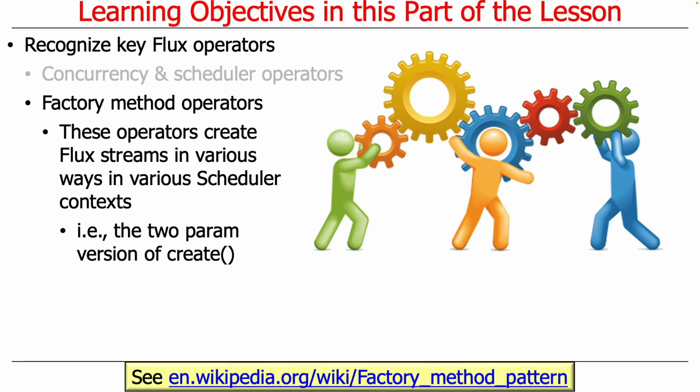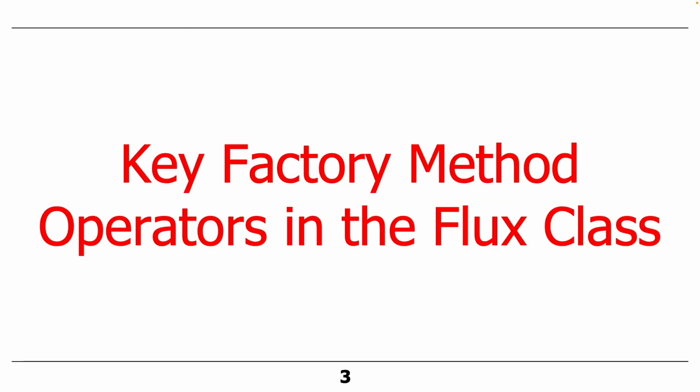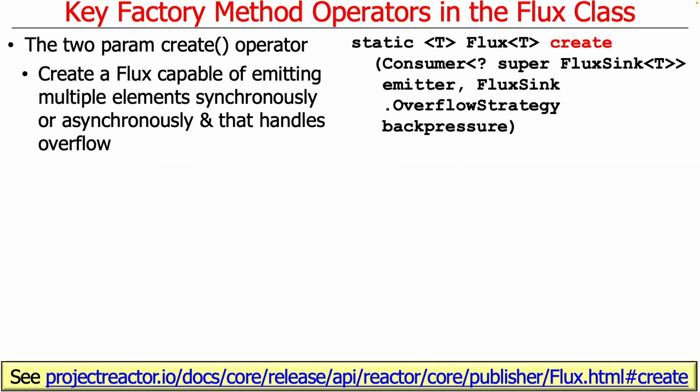version of create. And of course, this is the one that has the back pressure stuff that we've been talking about, or really the overflow stuff. So let's take a look at this. So here's the two parameter version. What it does, it's similar to the one parameter version in that you can emit a bunch of elements either synchronously or asynchronously, but it also handles overflow.